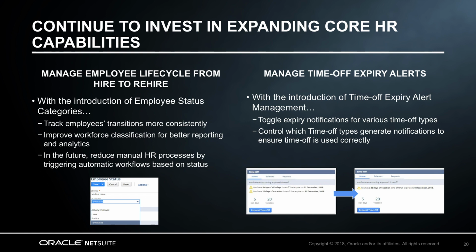NetSuite will be able to track employee transitions with improved consistency to create better reports and analytics to help you understand your workforce. Most importantly, the introduction of employee status categories allows the organization to come to alignment on the definition of an active employee. In the future, status categories will reduce manual HR processes by triggering automatic workflows, such as onboarding processes and more.